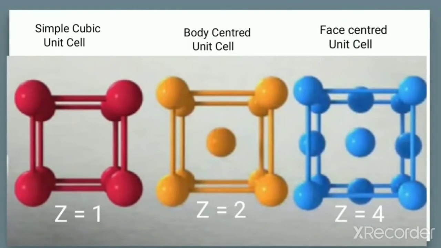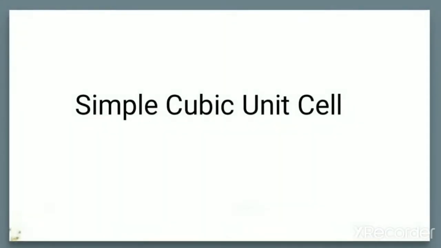As we have discussed already, unit cells are of three types: simple cubic unit cell, body centered unit cell and face centered unit cell. The number of particles in these are 1, 2 and 4 respectively, which we calculated in some previous videos. Let us find out the relation between the edge length and the radius of the sphere for the simple cubic unit cell.